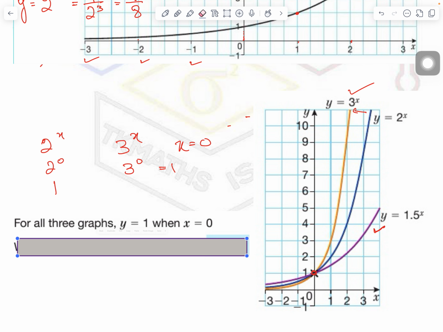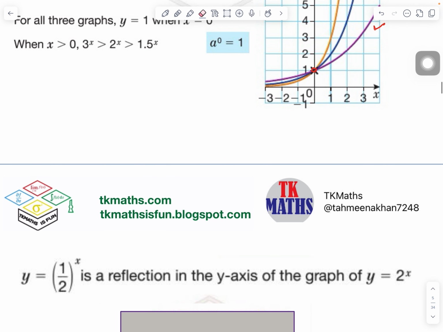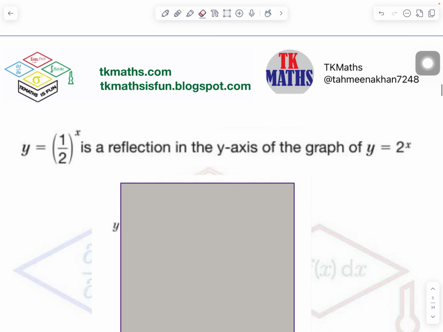Makes sense? And the reason is only 3 power x is greater than 2 power x, and 2 power x is greater than 1.5 power x. So these are the things you can check through calculator also.